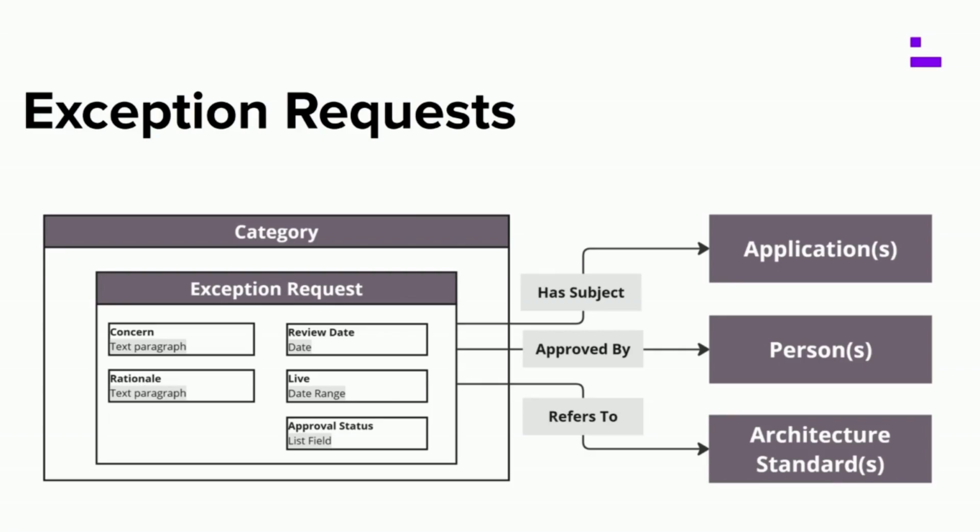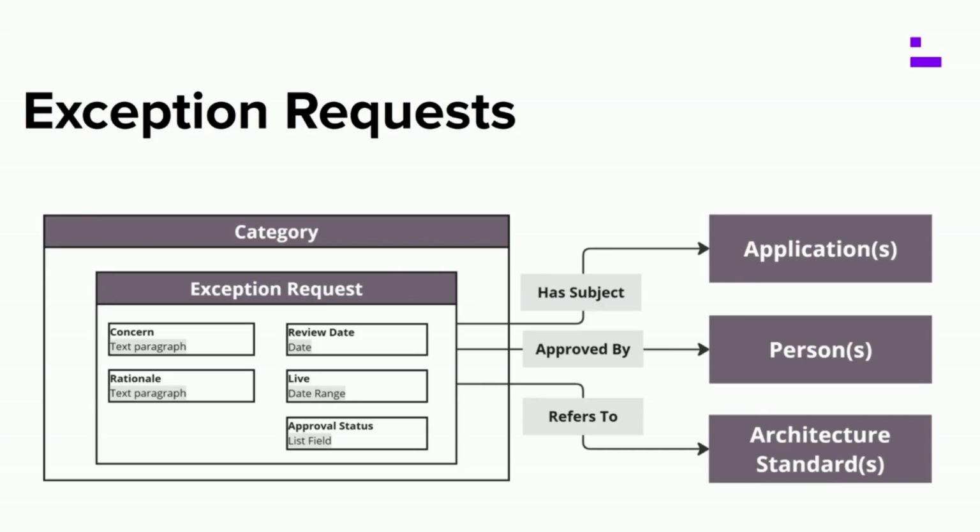We've made the target of this reference the application component type by default, as we think a business application is the most likely subject. But you could easily change this by amending the survey question to point to a different workspace and component type. The live date range is used to record the period for which the exception is being granted, and its end date can be left blank to indicate a permanent exception.